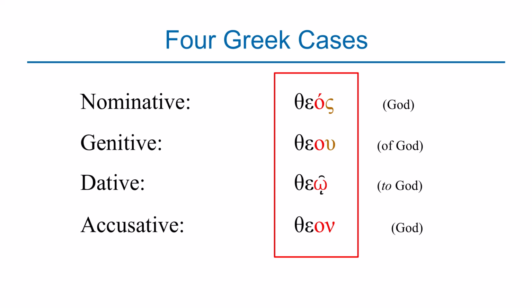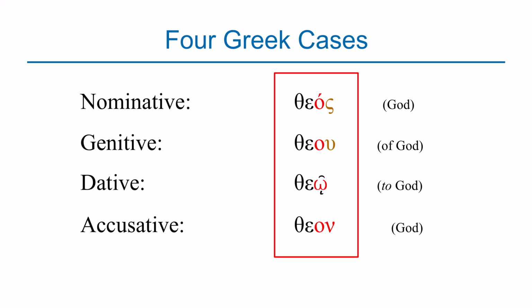For example, if it's in the nominative, it's theos, meaning God. If it's in the genitive, it's going to be theou, and the translation is going to be of God. If it's in the dative, it's going to be theo, and the translation is going to be to God. If it's in the accusative, it's going to be theon, and the translation is going to be God. Remember, for nominative and accusative the translations are the same, but the meaning is different.